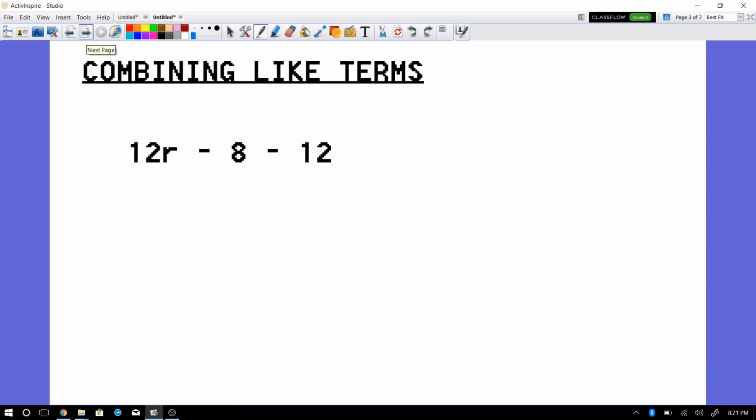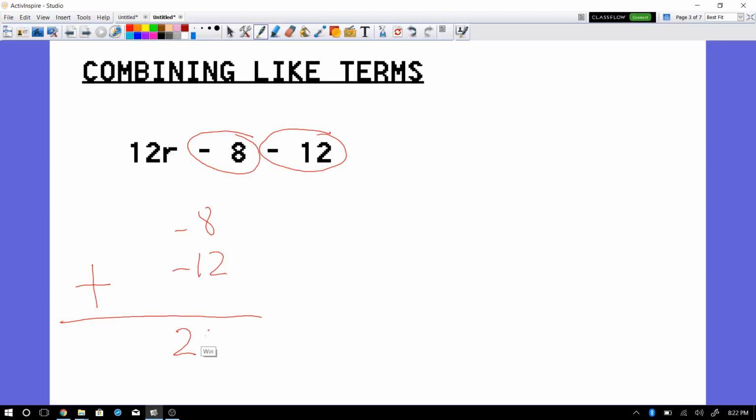Combining like terms. So what we're going to do is, all right, so I see 12 has R after it. Now I'm going to look at the next part. All right, so does 8 have an R? No. Does 12 have an R? No. But I do see two things that don't have R, so that means I can circle the number and its sign. And I know that I'm going to be combining these things, so I'm going to have negative 8 plus negative 12. And when we put 8 negatives and 12 negatives together, we end up getting 20 negatives.